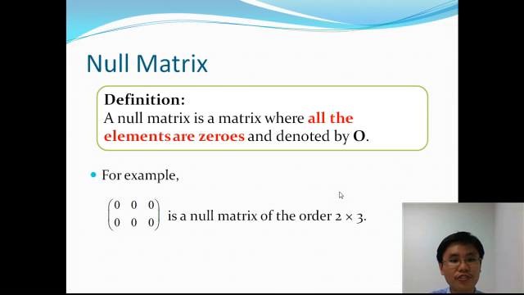Finally, we arrive to the final matrix for today's discussion. This matrix is called Null Matrix. A null matrix is a matrix where all the elements are zeros and denoted by the capital letter O. Here is an example of a null matrix. You can see that all the elements in the null matrix are zeros.